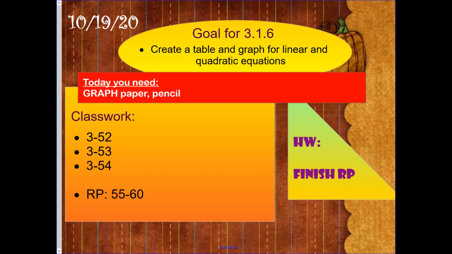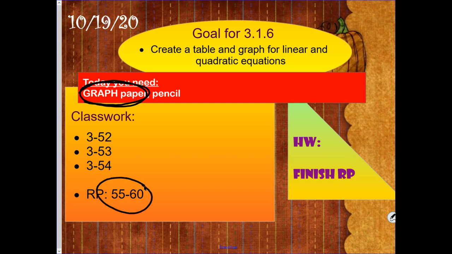Today we're doing lesson 316, create a table and graph for linear and quadratic equations. So that's our goal today, okay? For today, you will need graph paper. All we're doing is on graph paper, so you do need a full sheet of graph paper. Please always make sure you have graph paper. If you do not have graph paper, you can also see about printing some offline, but our work today is fully on graph paper, okay? And then a pencil. We're going to do problems 53, 54, and 55.